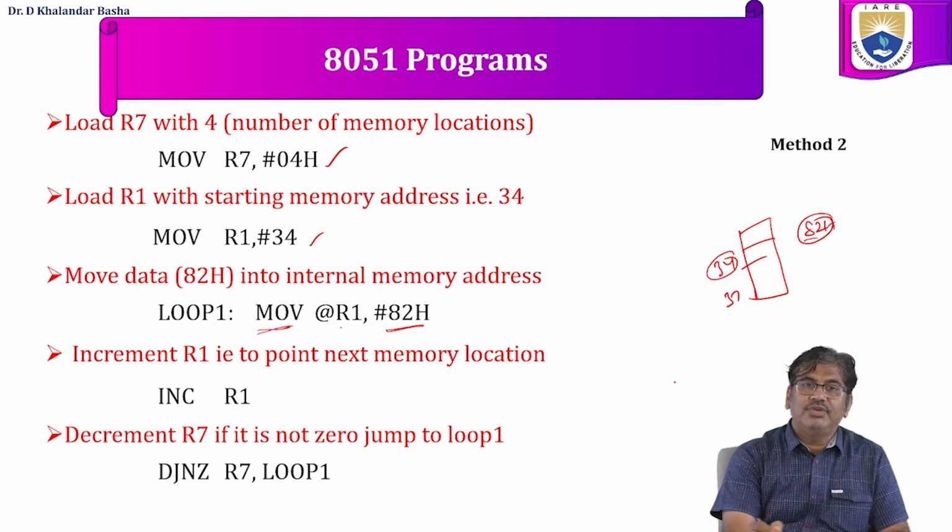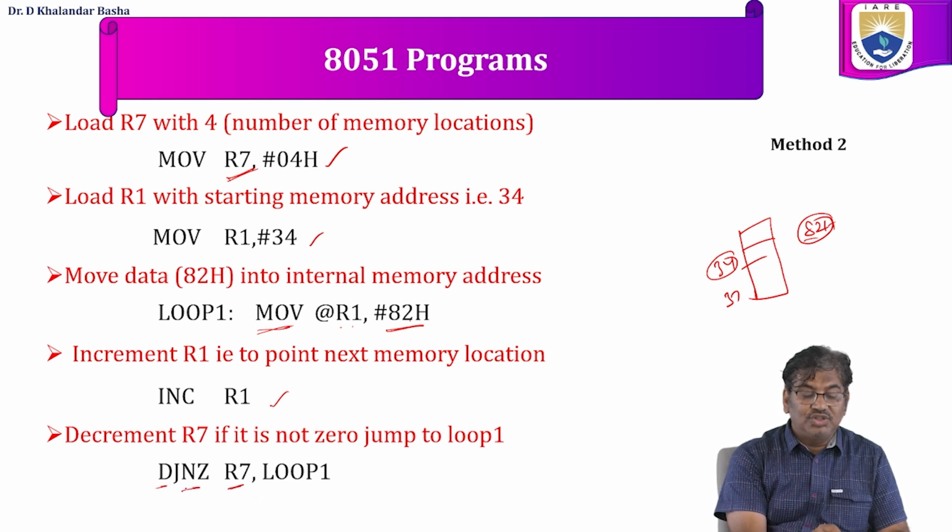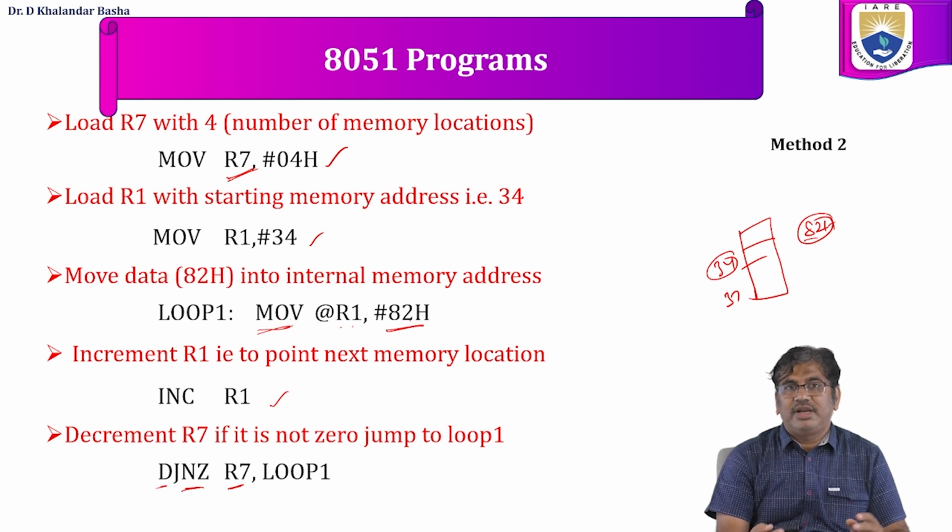As it is internal memory, we use the MOV instruction. So 82H is loaded into the memory whose address is in the R1 register, 34. Next, we want to advance to the next memory location, so we increment R1. The number of transactions depends on the count in R7. For every transaction, R7 is decremented. If R7 is non-zero, we go to loop 1, where we again put the data into the memory location and advance to the next one. This loop is iterated until R7 is equal to 0.